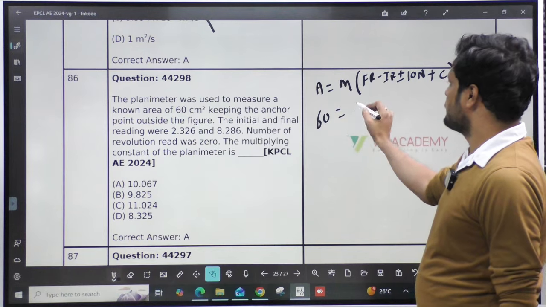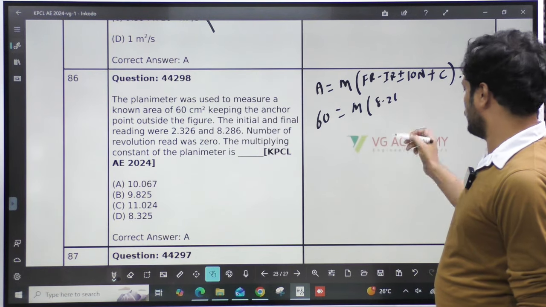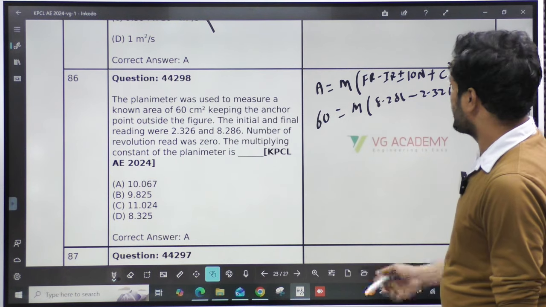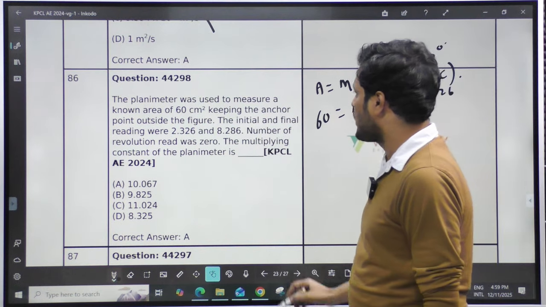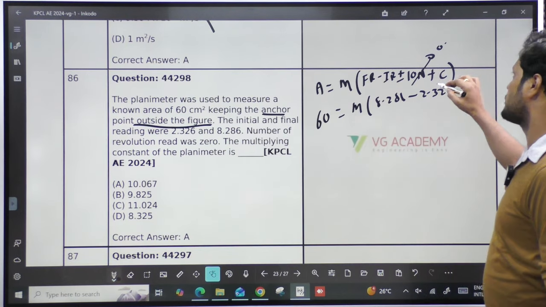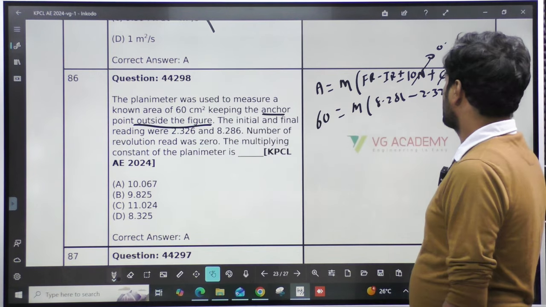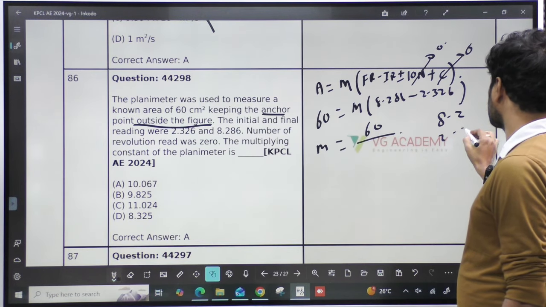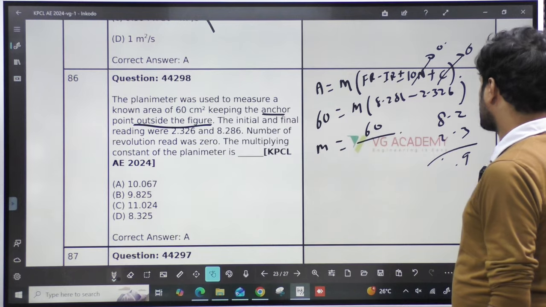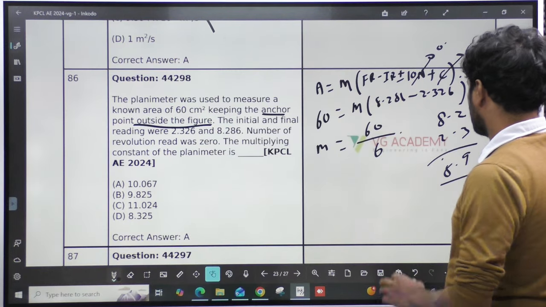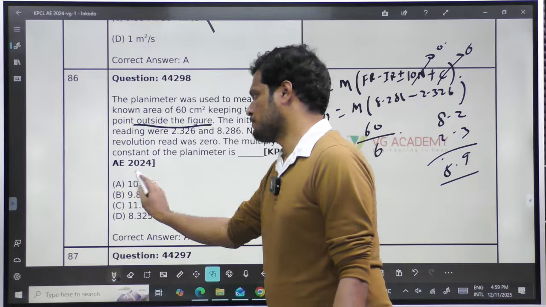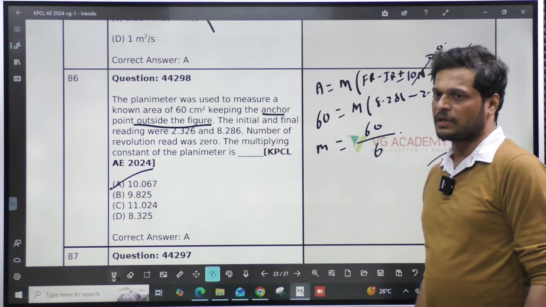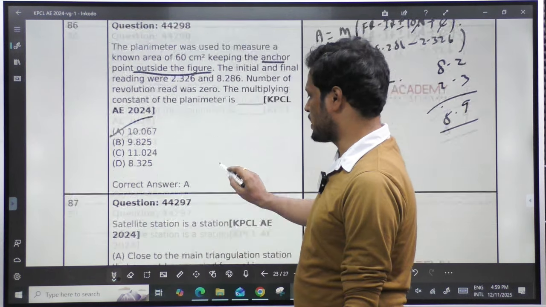So area is 60, multiplying constant, final reading 8.286 minus 2.326, number of revolutions 0, and the anchor point is outside the figure. When the anchor is outside, zero circle correction is also not required. That's it. So find the m value. So 60 divided by 8.2 minus 2.3, 7 minus 2, 5, nearly 6, less than 6, greater than 10, option A. Okay, it cannot be 11, by seeing also we can say it cannot be 11, slightly greater than 10.